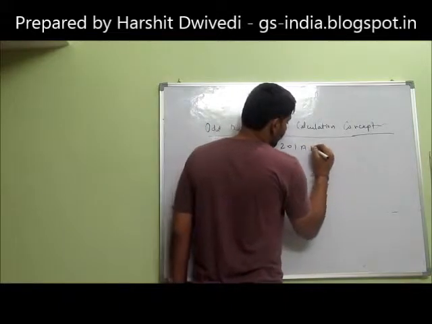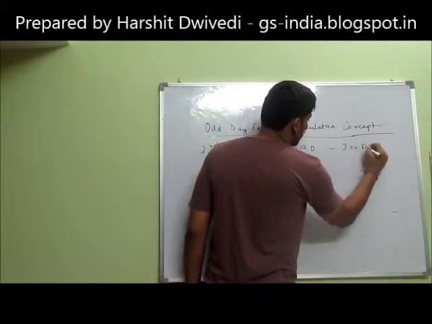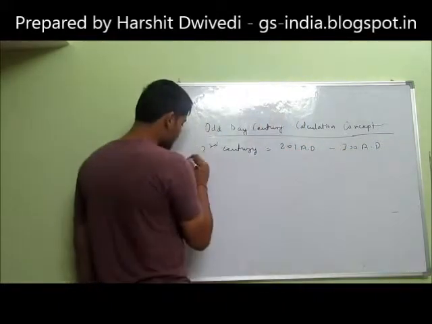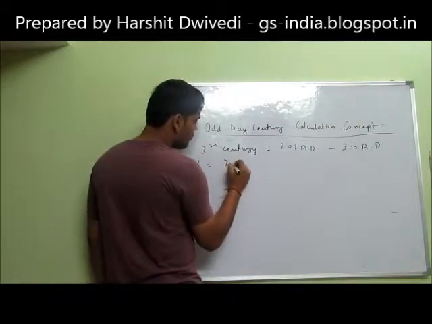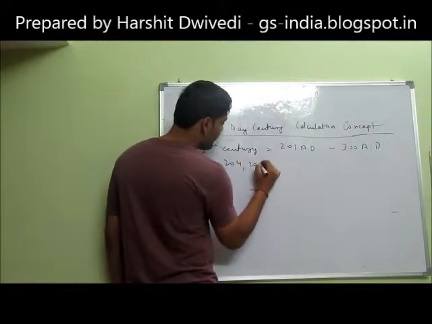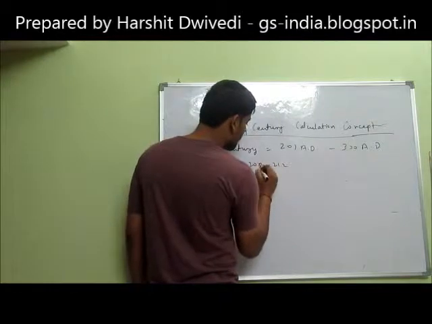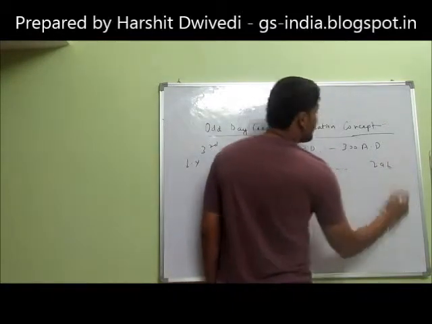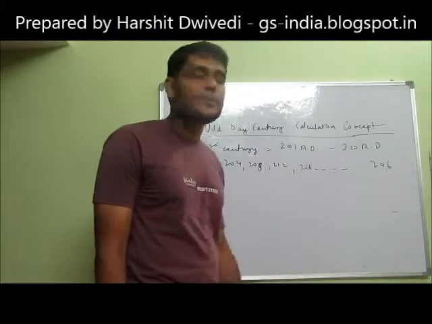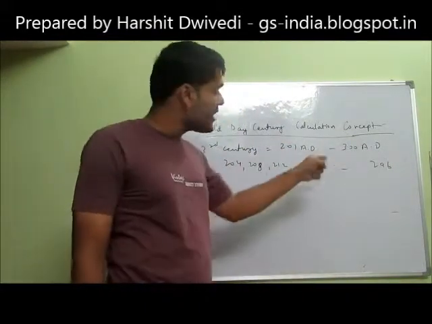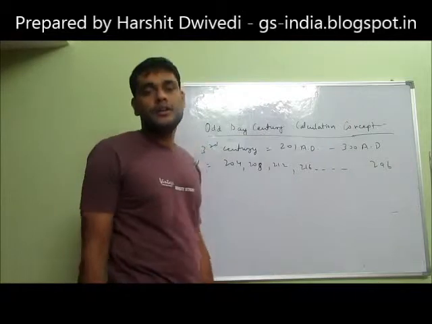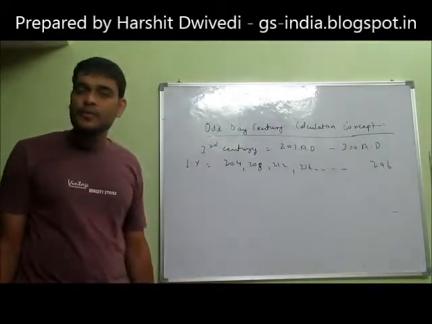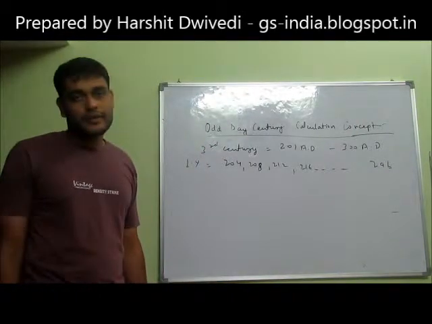201 to 300, 100 years. What are the leap years? 204, 208, 212, 216, so on to 296. I am not writing 300 as a leap year because 300 is a century year and 300 is not divisible by 400. So obviously 300 is not a leap year.